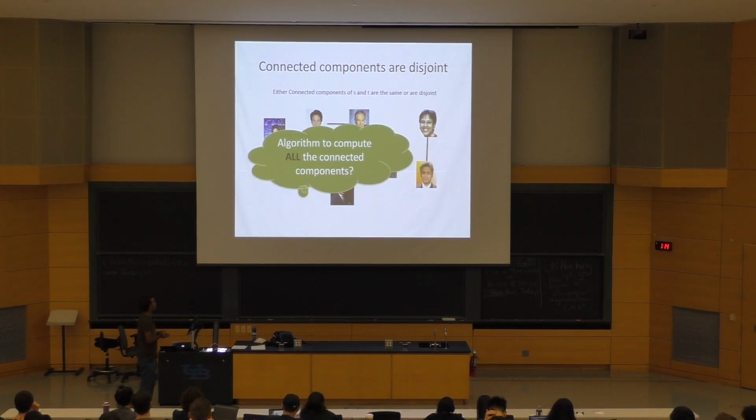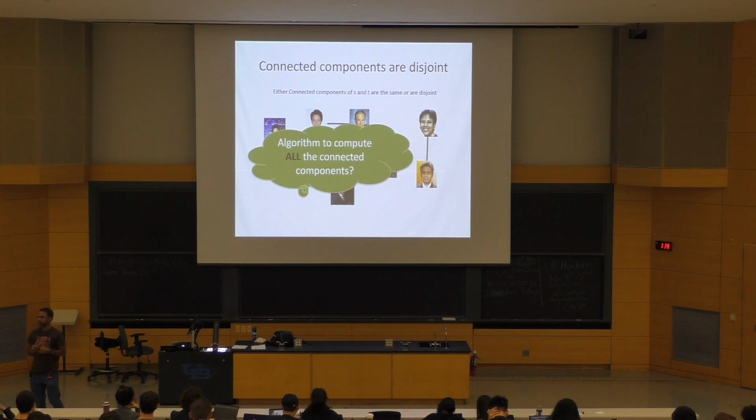And so what I want you to think about with your group for the next half a minute or so is, we already know an algorithm to compute the connected component of a given vertex. How would you, for example, use that to come up with an algorithm to compute all the connected components of a graph? Does the question make sense? All right, so think about it.